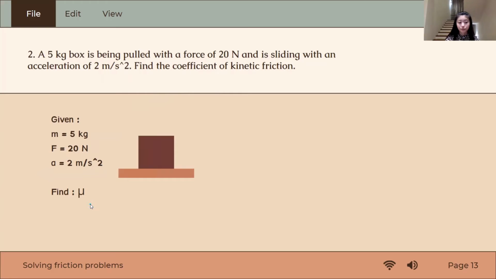mu. This is the figure, and we have weight, normal force, and an additional 20 newtons that is pulling the box to the right. And so here is our frictional force. To answer, we use Newton's second law. Sigma F equals mass times acceleration.